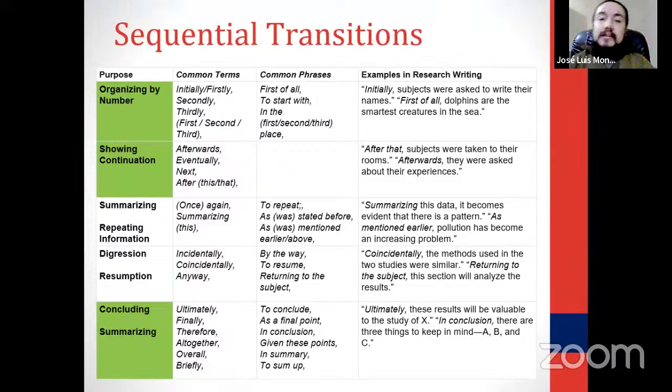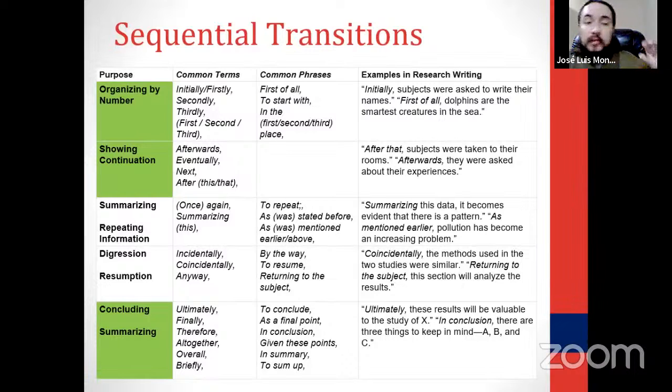And we have the last one, this set of transitional words and phrases again in English. You can use them for your writing, for your speaking, and they are, as you can see, organized in many different categories and subcategories that are important to understand. So organizing by number, this is very simple, right? Initially, firstly, secondly, thirdly, first, second, third, or phrases: first of all, to start with, to begin with, to commence, in the first place, in the second place, in the third place, and so on.